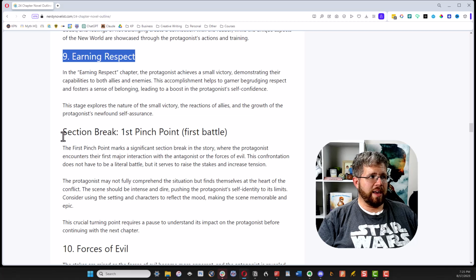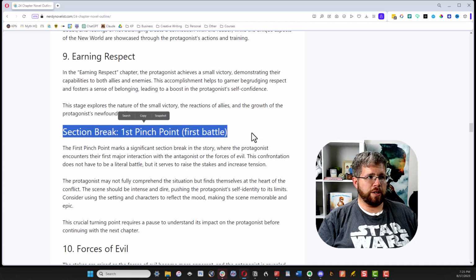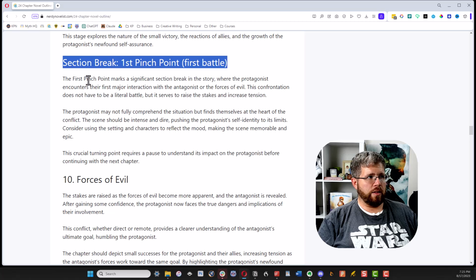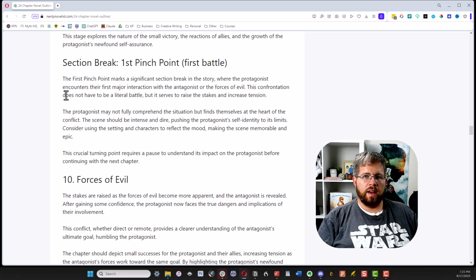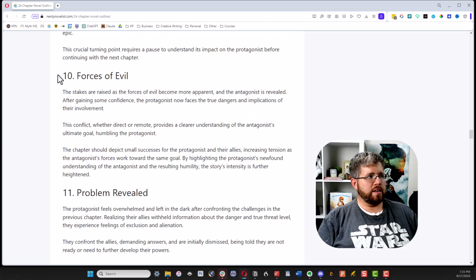But then we get this section break, which is the first pinch point, also called the first battle. And this is the first time that the hero encounters the antagonist in a big way and not necessarily loses, but is kind of introduced to just how big and important this opposing force is. That pinch point is accelerated with chapter 10 in The Forces of Evil, where the protagonist figures out just what extent this antagonist's powers are.